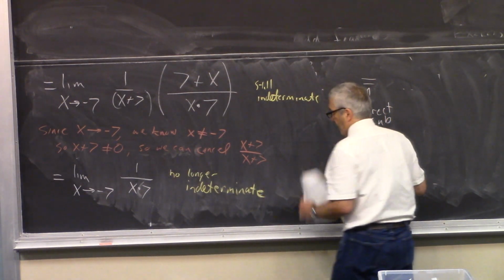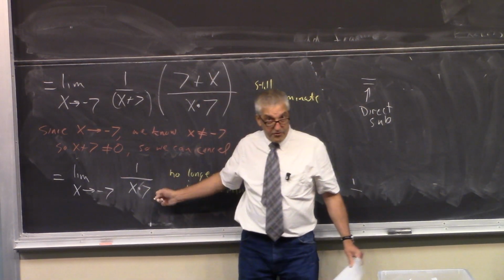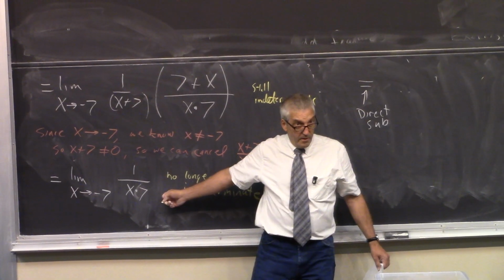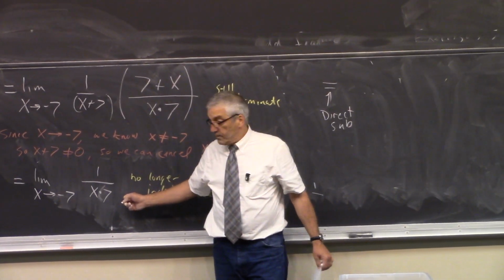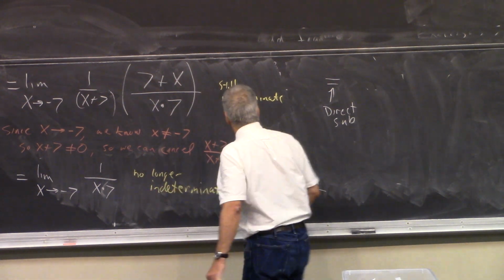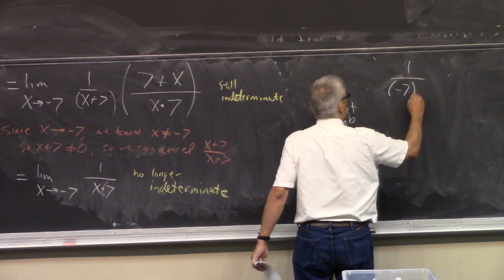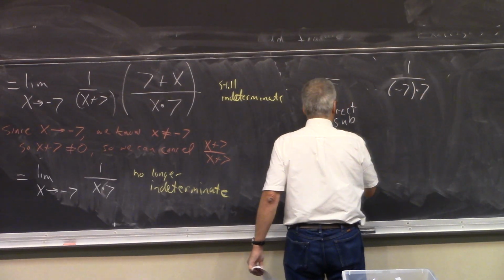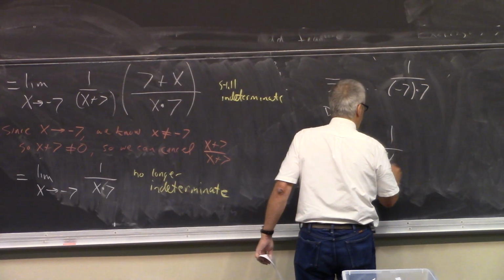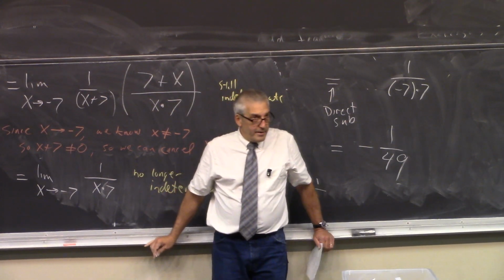The direct sub property says if you have a limit of a rational function, this is a rational function, a ratio of polynomials, and you plug in, and the number negative 7 is in the domain, then you can just plug it in. So I can do 1 over minus 7 times 7. So I get minus 1 over 49. That's the number that's our limit. It's not undefined, it's a number.